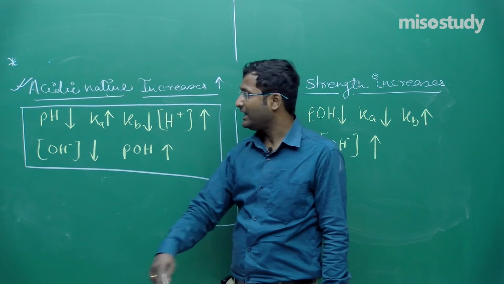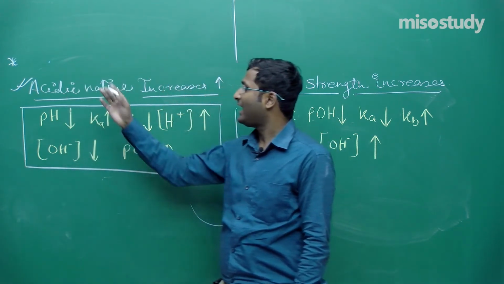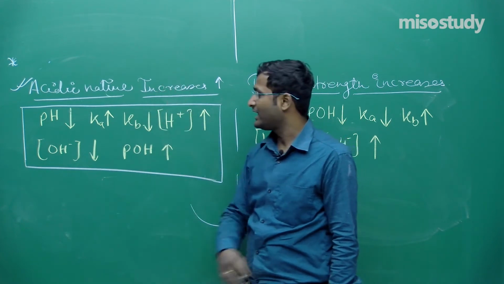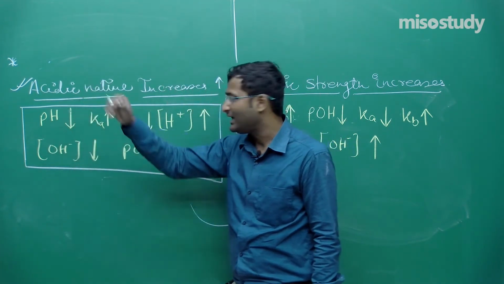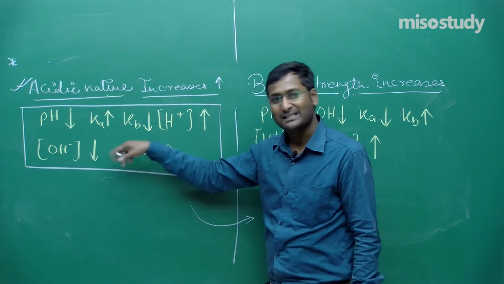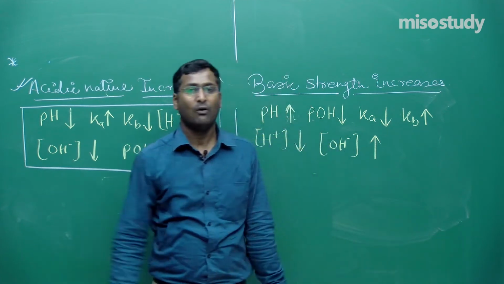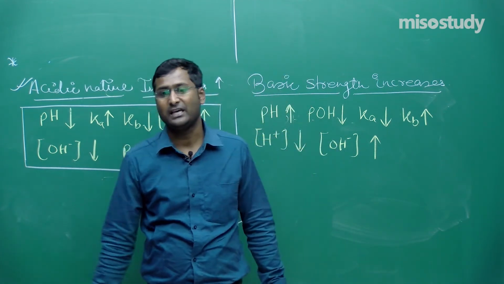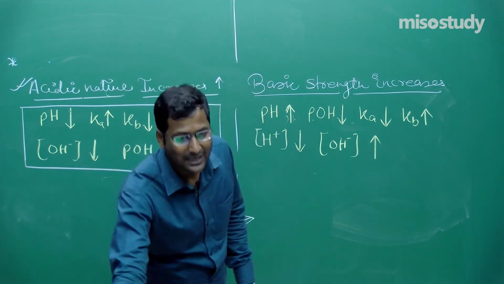I am again repeating. If anyone asks you how you relate the acidic strength in terms of pH: if pH decreases, acidic strength increases. If Ka increases, acidic strength also increases. These are the few terms which determine whether the acid or base is weak or strong. Now I am rubbing and moving to the next topic.